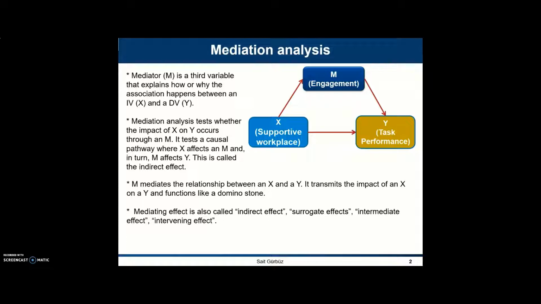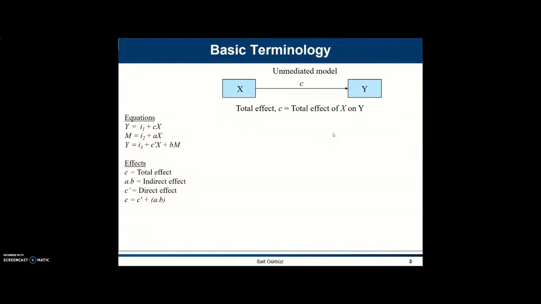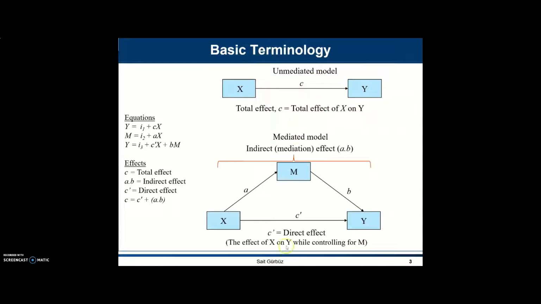Okay, so let's go ahead with some basic terminology. You can see the simple model, or unmediated model. The total effect, or C, is the total effect of the X variable on the Y variable in an unmediated model. And this is our mediated model. In the mediated model we have three kinds of paths.